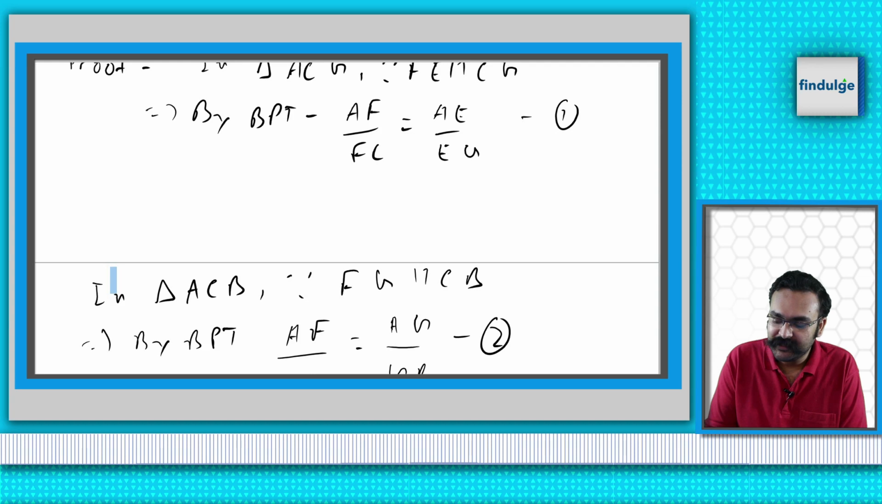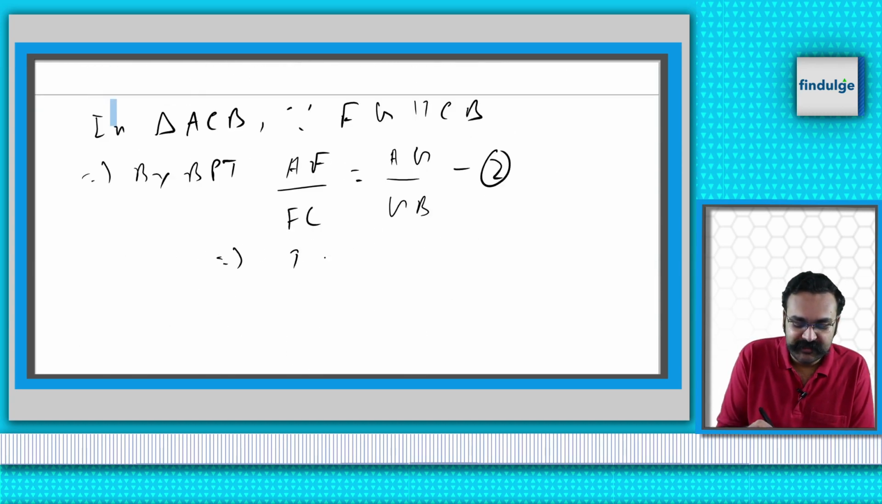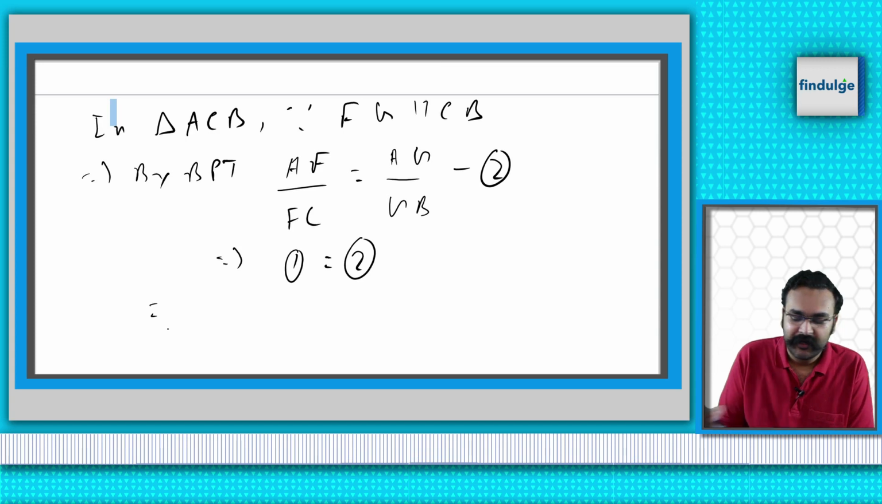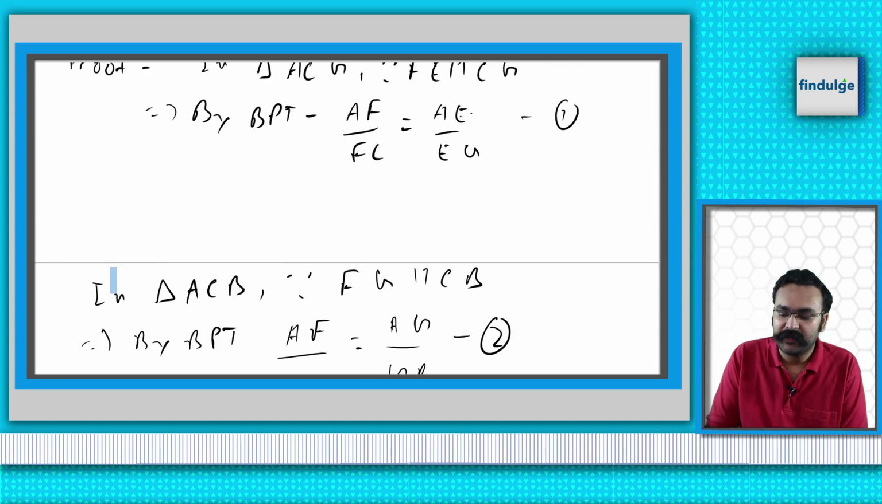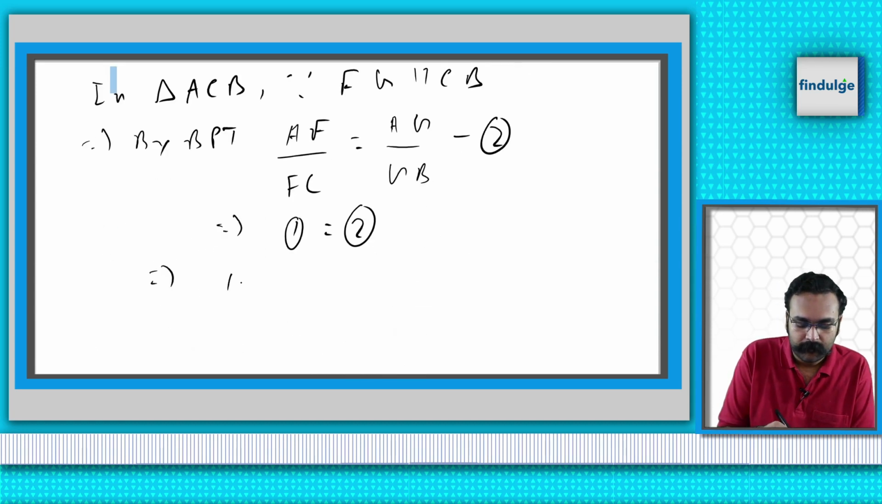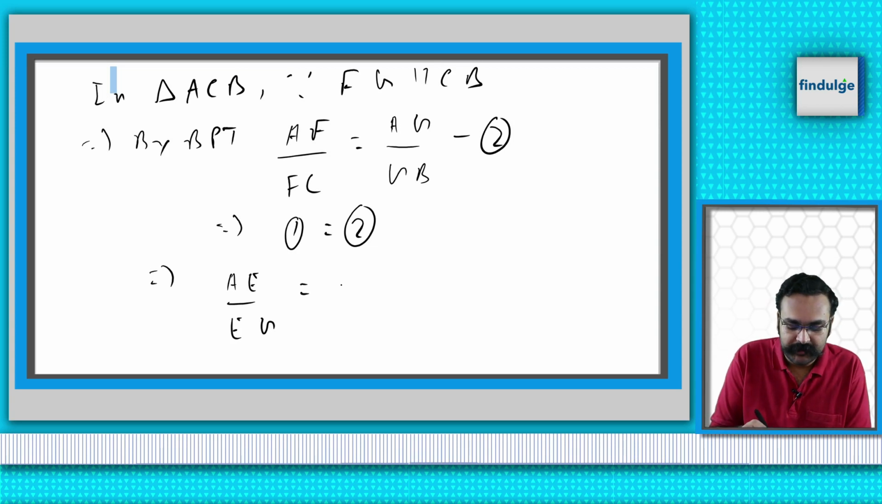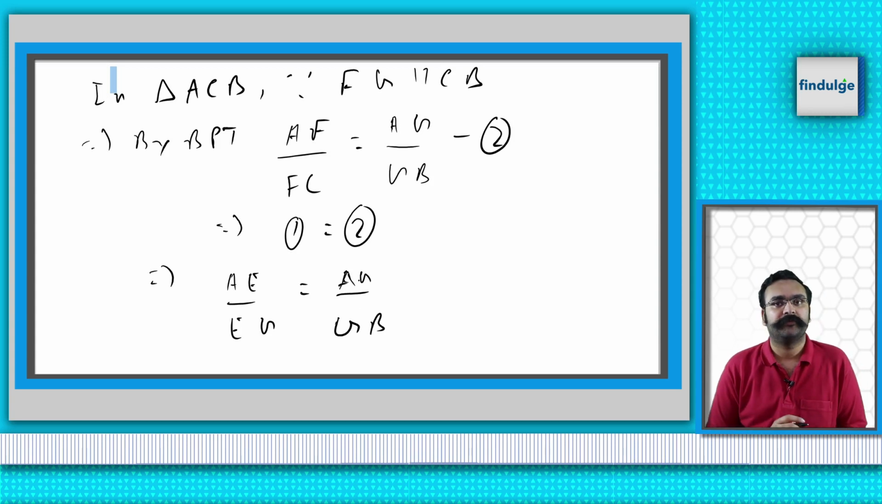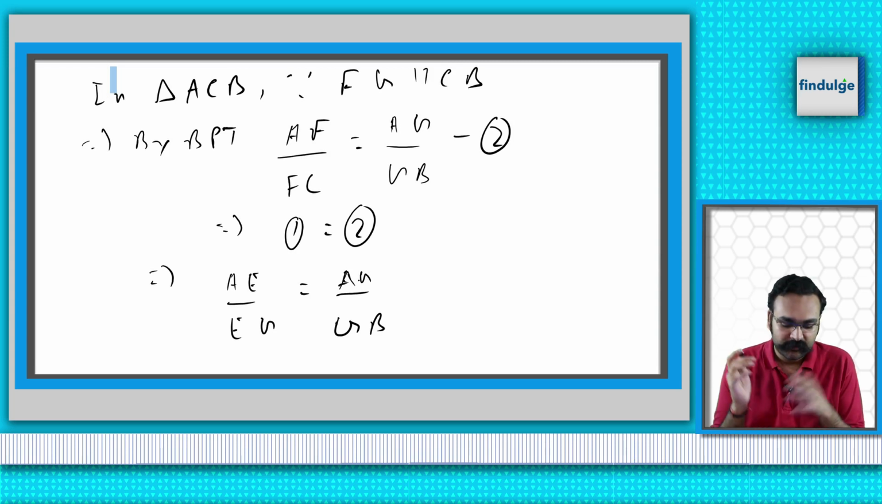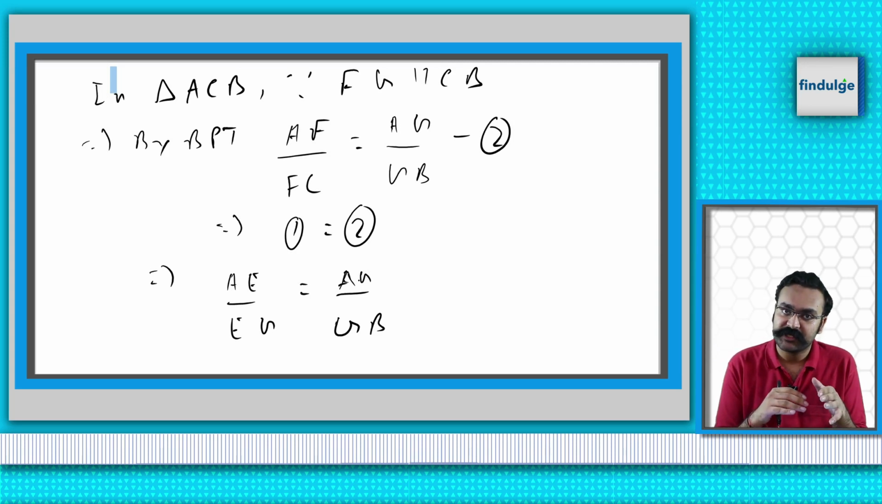which means 1 is equal to 2, and therefore it means that AE upon EG is equal to AG upon GB, which is what we were asked to prove. So when you get questions like this in BPT, the main goal of the question is very straightforward. It's simply that we need to prove certain things. What are the triangles? What are the parallel sides in the triangles? And from there, get our answer.